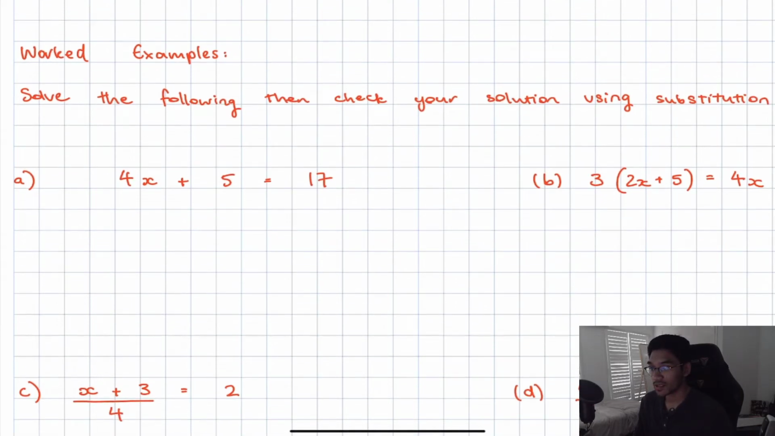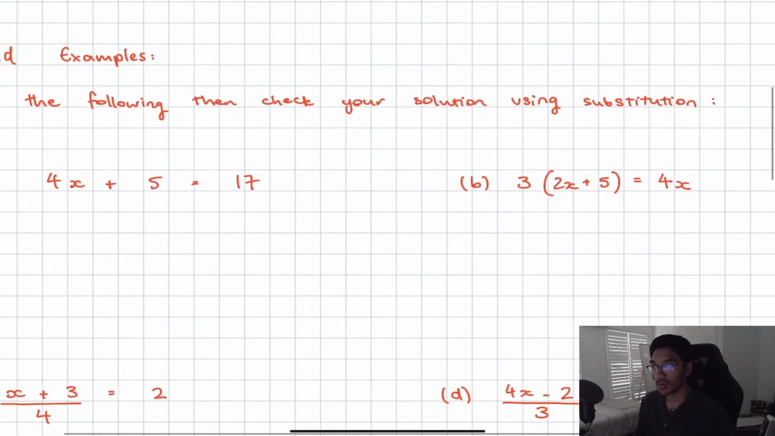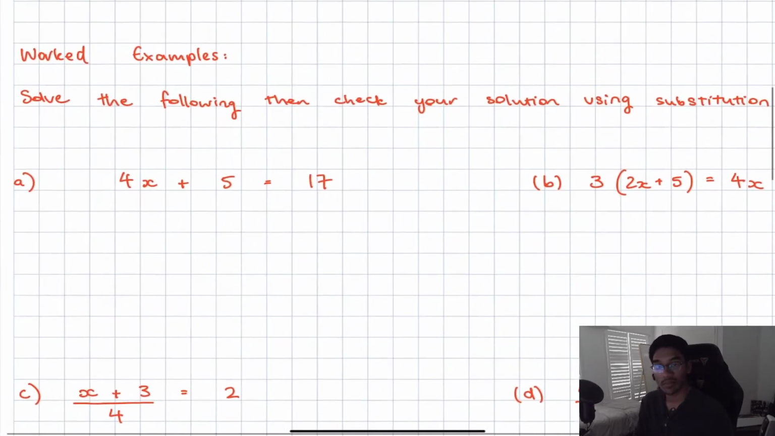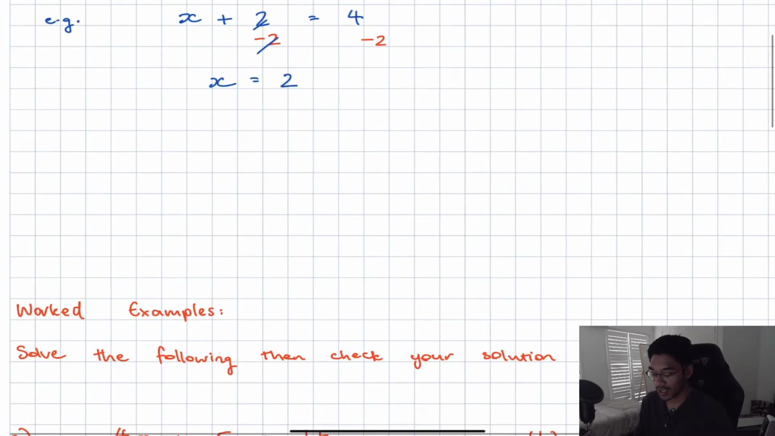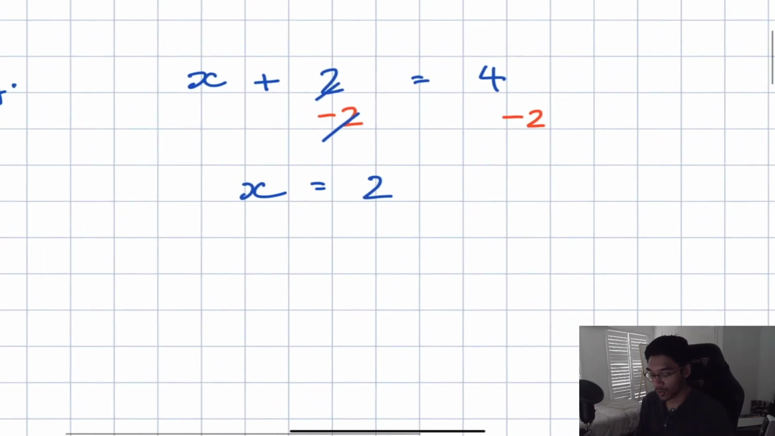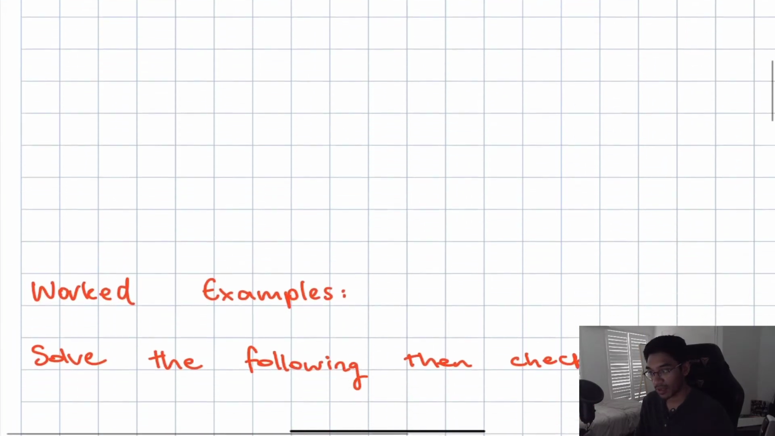So this example says solve the following equations, then check your solution by using substitution. What that means is we're going to solve for x like we just did before. And just like here, how we got x is equal to 2, we're now going to substitute 2 and see if it still makes sense. And you'll see what I mean.